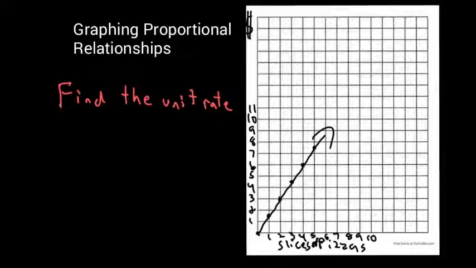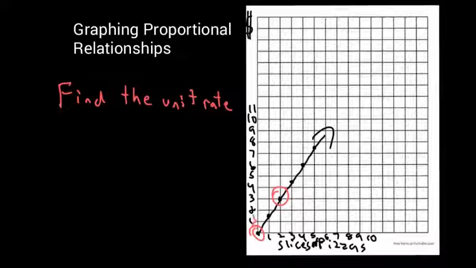Alright, today we're going to go on graphing proportional relationships. So this first one says to find the unit rate, and I have a graph there, slices of pizza on the bottom and money going up the side, or the y-axis. And if you look, it's easiest to pick 2 points that are crossing 2 lines. So I'm going to pick this point right here and this point right there.